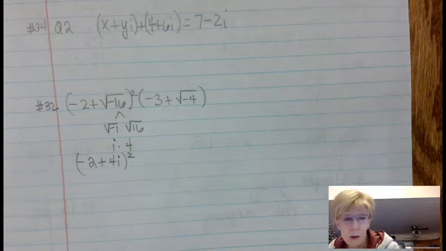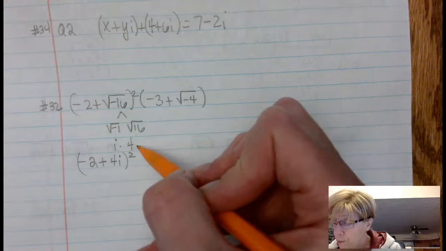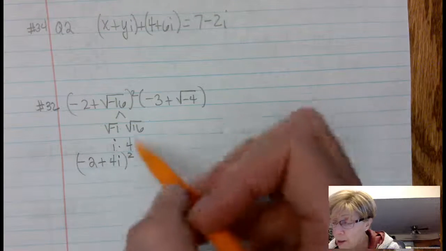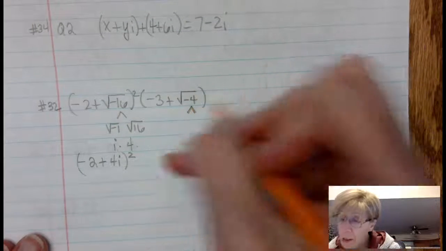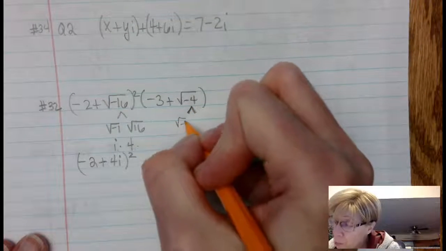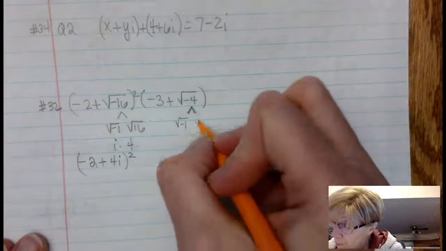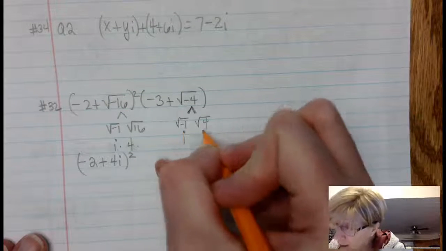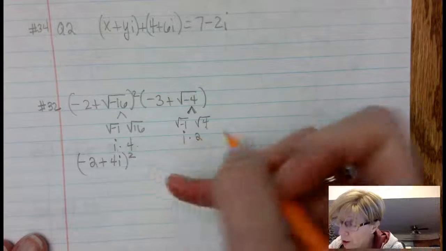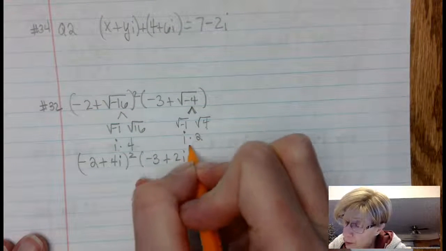Negative 2, we took the square root of negative 16. Square root of negative 1 is i. Square root of 16 is 4. And then I wrote it back into the problem. We need to deal with the same idea over here. Take the square root of negative 1 first. And remember, if you've got a post-it note, the square root of negative 1 is i. Square root of 4 there. Well, the square root of negative 1 is i. Square root of 4 is 2. So what's in our second parentheses is negative 3 plus 2i.